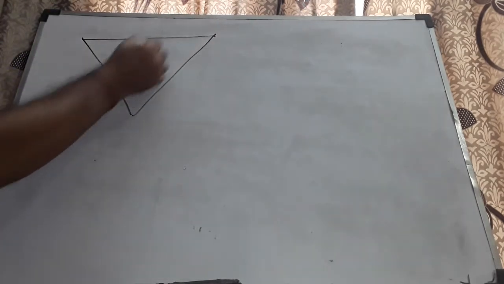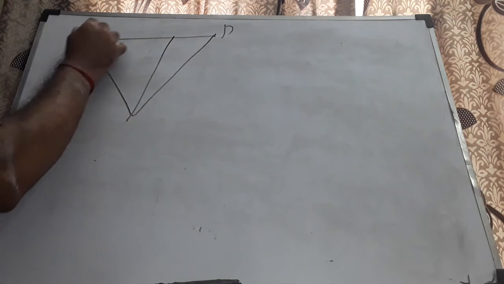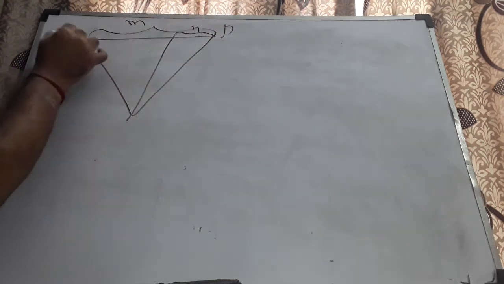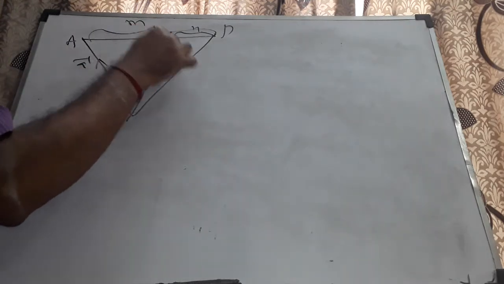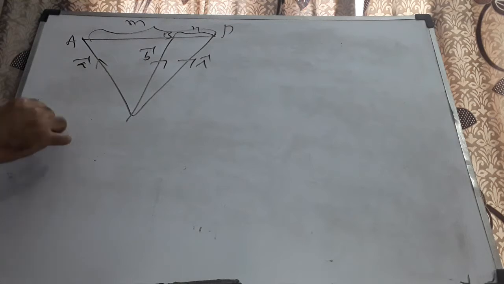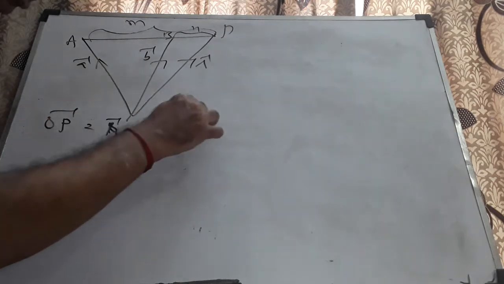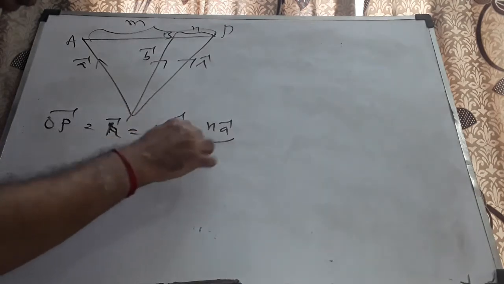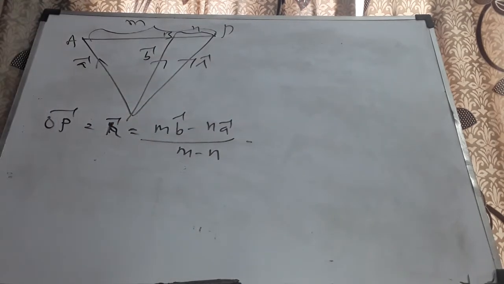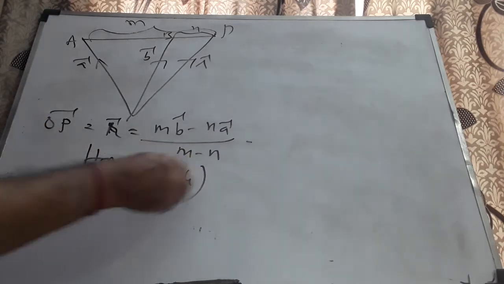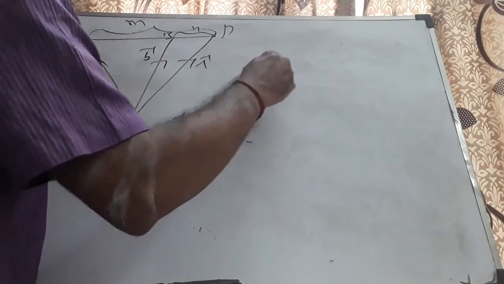Now let us say P divides AB externally in the ratio m is to n. This is my A, this is my B; this is the A vector, this is the B vector, this is the R vector. Now OP vector, that is R vector, is derived to be (m B vector minus n A vector) by (m minus n). You can derive this as homework. Try on your own. I will just help you a little bit.